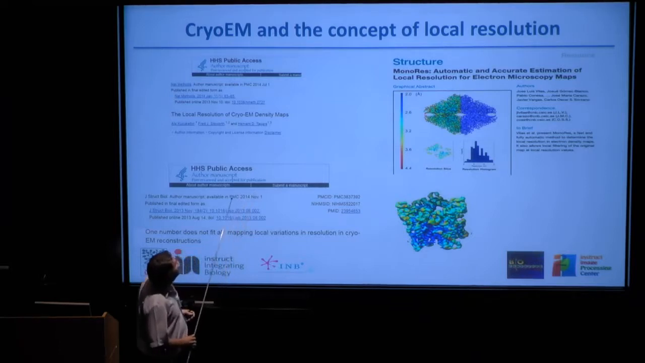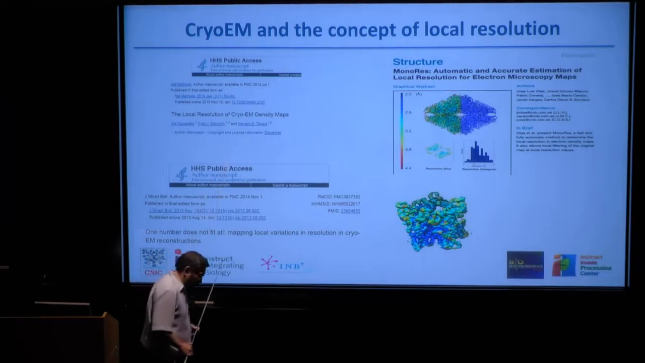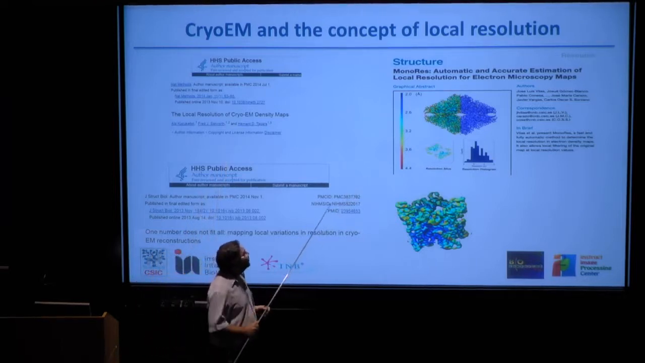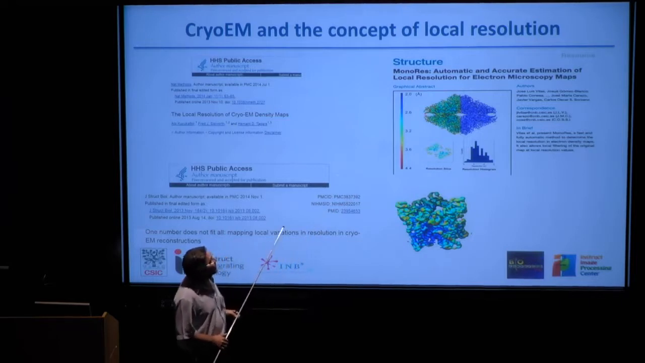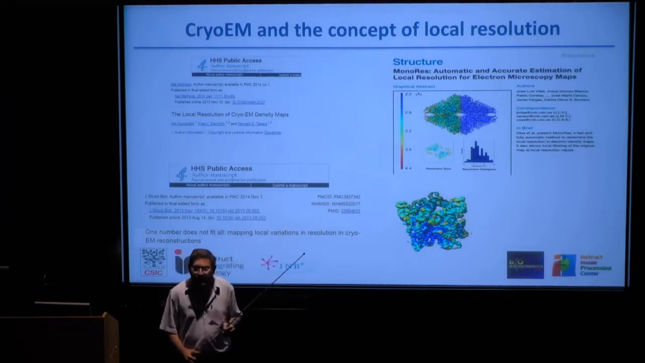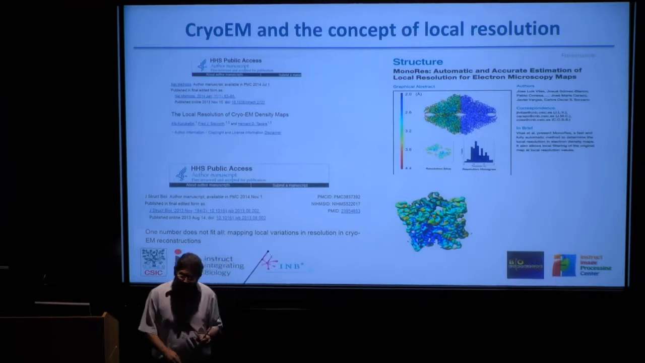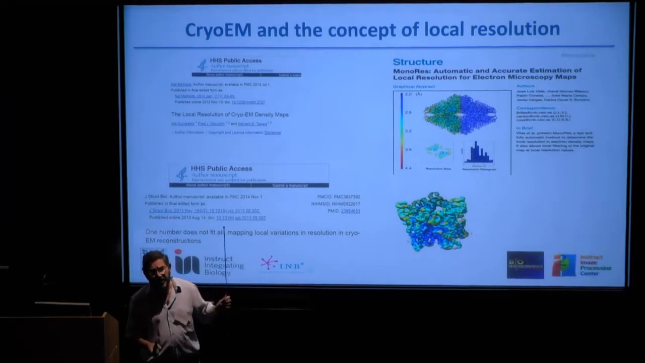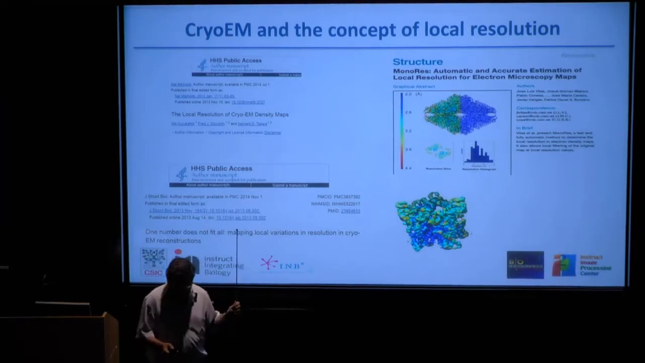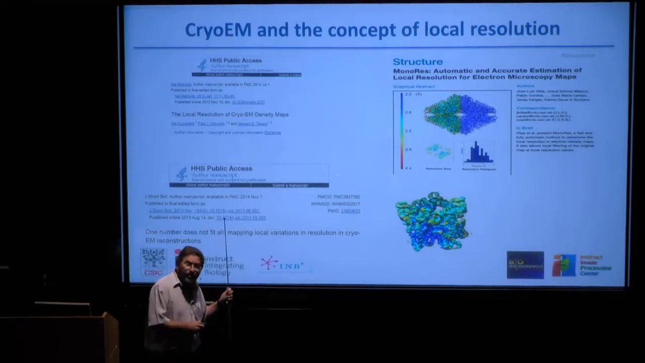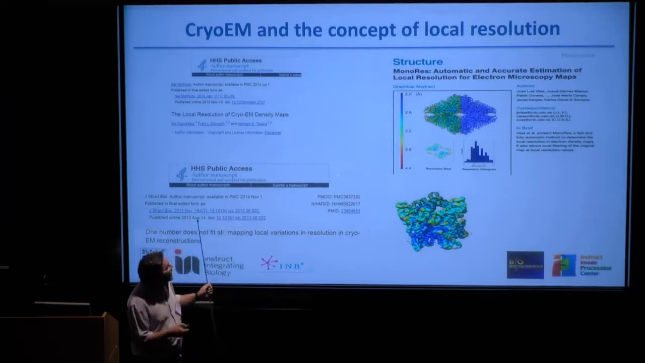The local resolution concept was introduced in the area by these two papers, Blockres and ResMap, and we followed with MonoRes, that is based on the use of another type of signals, monogenic signals, but at the end we are doing a signal-to-noise ratio between the power of the monogenic signal and the noise. But essentially, this is the state of the art, if you want, in terms of local resolution.